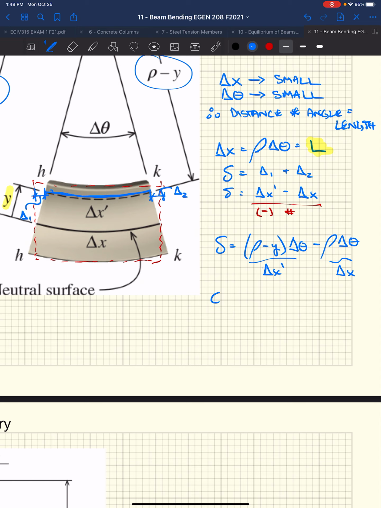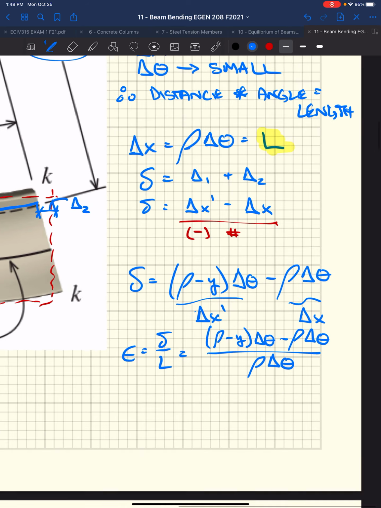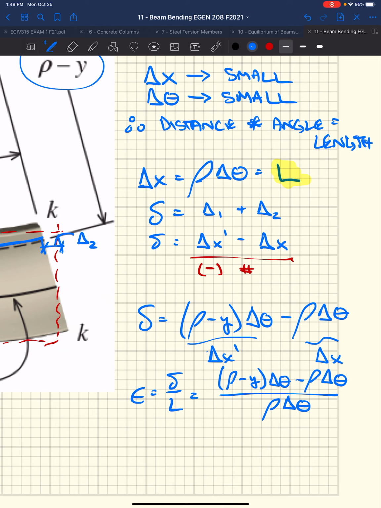Well, we know that strain is the change in length over the original length. So we end up getting this huge equation, something like this, all over length. Well, we knew that was our radius of curvature, right? Up above we have length, so we're going to put length down here. We have deformation, and we're going to figure out what the strain is in our beam.